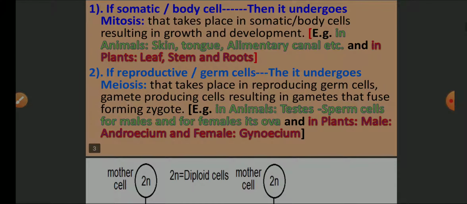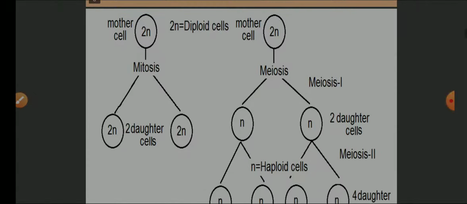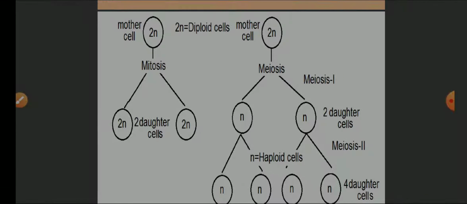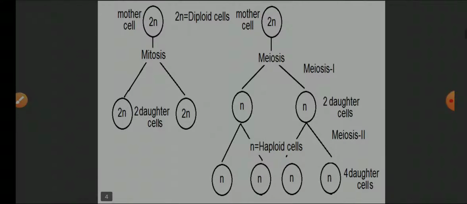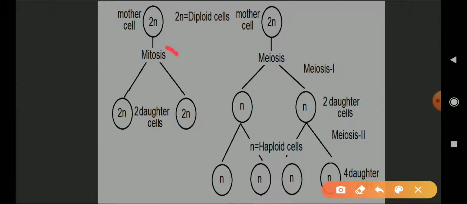Let us move on further to how it takes place. So this is what it looks like. So here if you see a single cell, the mother cell, and here I have mentioned 2n. If the process is mitosis, then it is going to form two daughter cells, and the two daughter cells will have the same number of chromosomes.